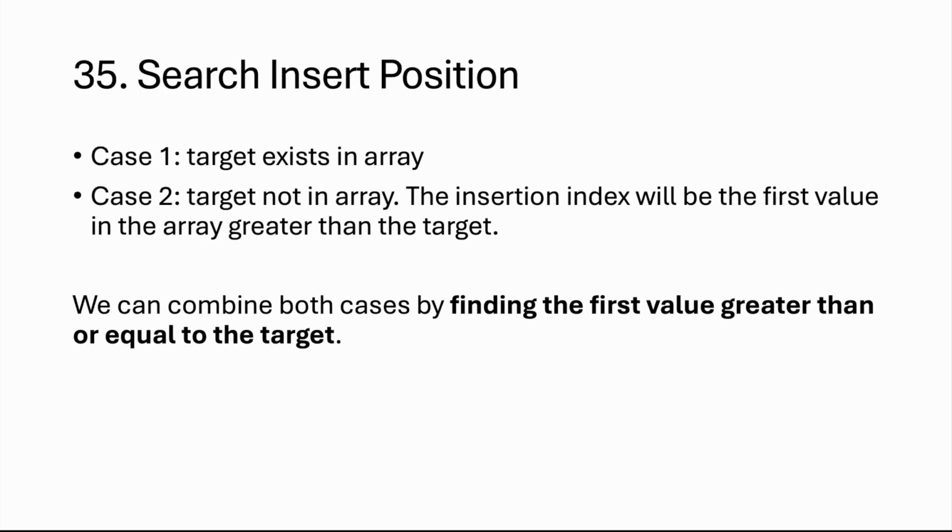For this problem, it could be two cases. One is target exists in the array. The other one is target is not in the array. The insertion index will be the first value in the array greater than the target. We can combine both cases by finding the first value greater than or equal to the target.